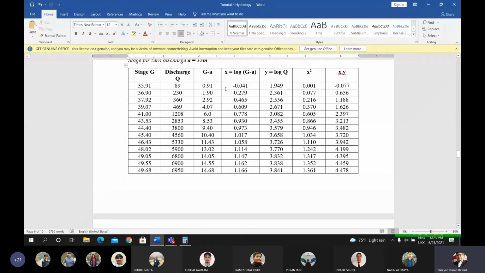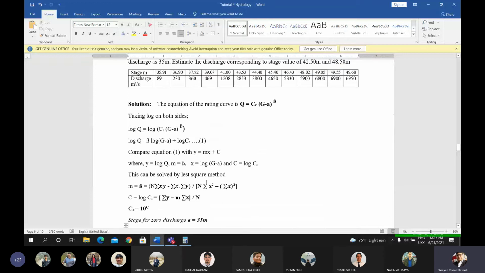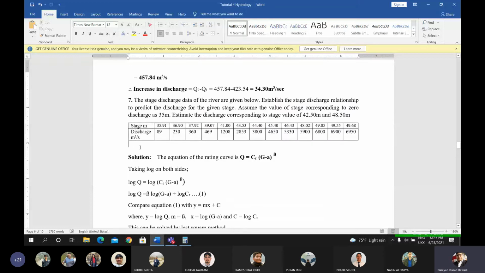Now square the x values: 0.041 squared, 0.279 squared, 0.778 squared gives 0.605. These are all the squares of the x values. Now multiply x into y to get the xy value. Then add all the x to get summation x, add all the y to get summation y, add all the x square to get summation x square, and add all the xy to get summation xy. In this way, you can calculate the data. Let's move here.